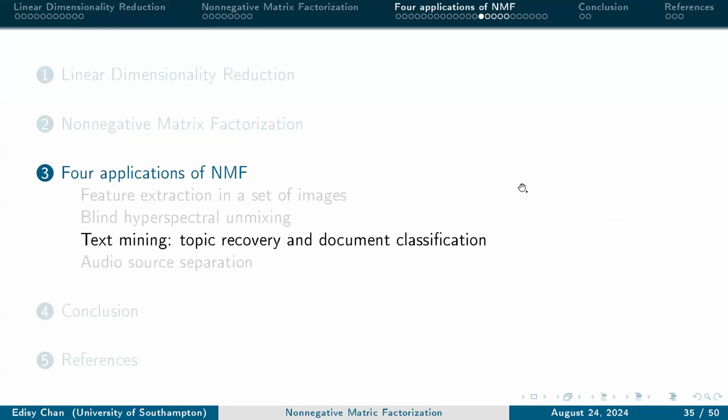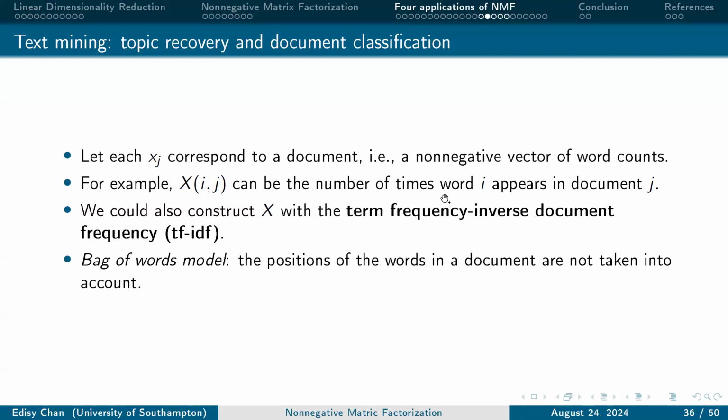The third application is called text mining, topic recovery, and document classification. Basically here we take each column, xj, to be a document. That would be a non-negative vector of word counts. For example, the entry xij is the number of times word i appears in document j.